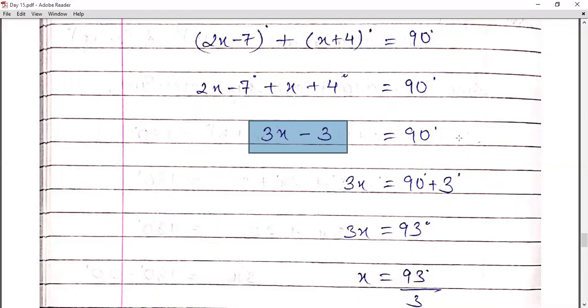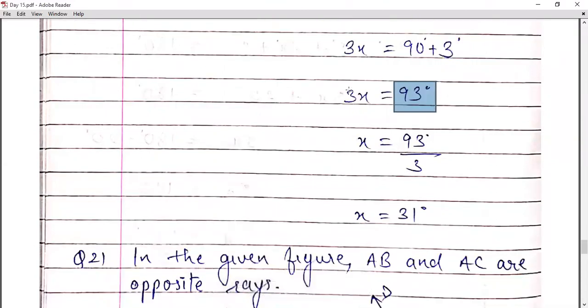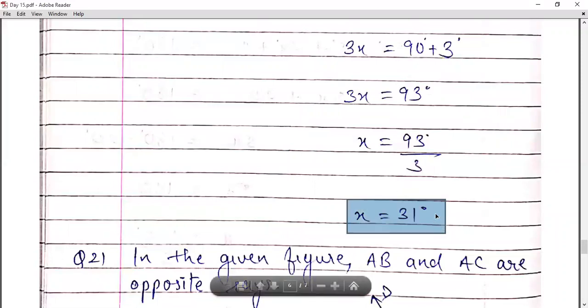Transferring the number first to the other side, minus 3 will become plus 3. So 90 plus 3 will give you 93. Transferring 3 from this side to the right hand side, it will go in the denominator of 93. On cancellation, simplification, you'll get the value of x as 31 degrees.